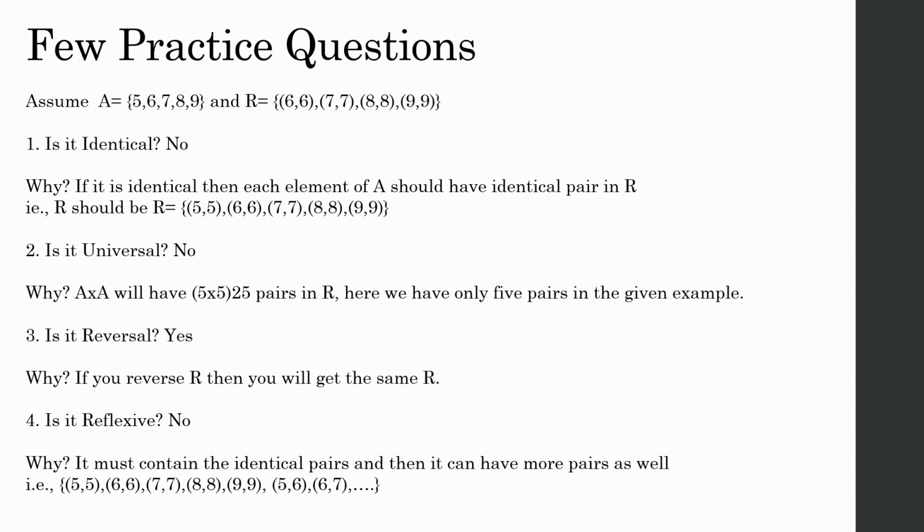Is it reversal? Yes. Why? If you reverse the result pair, say 6 comma 6, if you put the left 6 to the right or the right 6 to the left, similarly the 7 pair, 8 pair and 9 pair, the result is going to be the same. So R is equal to R reversed. Hence it is reversible.